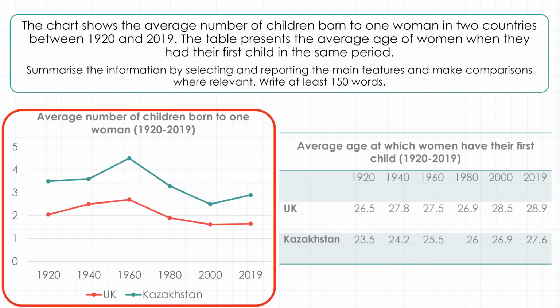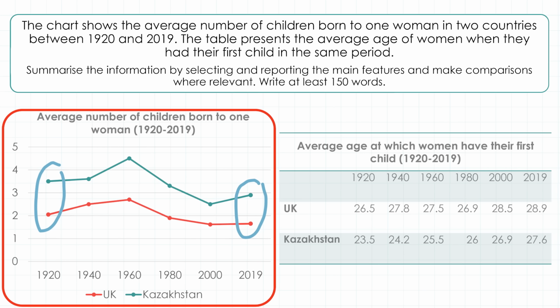The task tells us that we must identify and report the main features. And you also need to report trends. So how do you do that? So if we're looking at our line graph, I would say that the numbers at the beginning and at the end of the period are important. So we are going to report those.